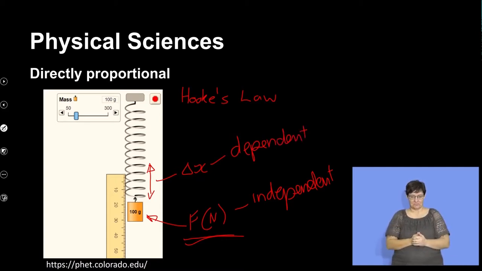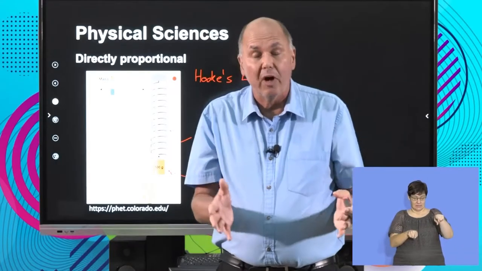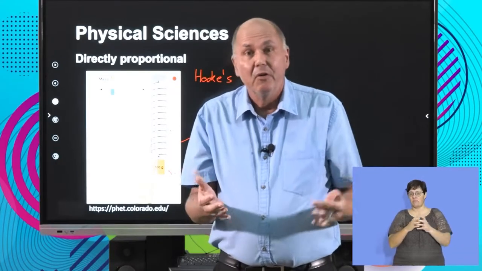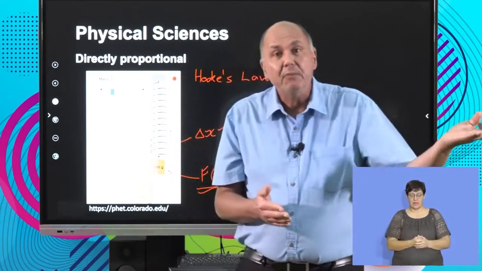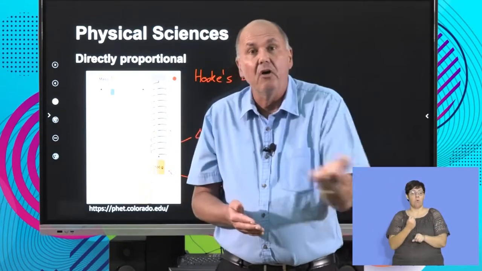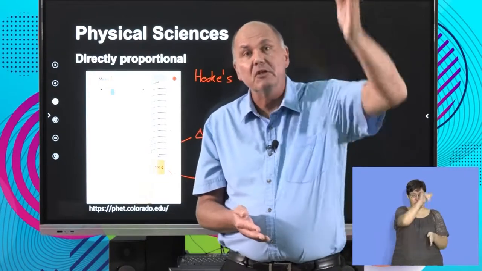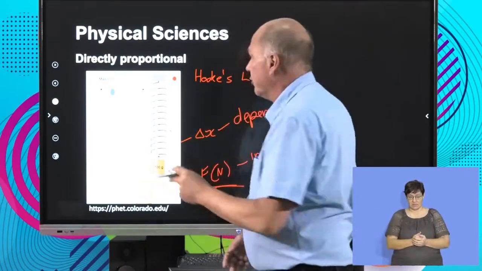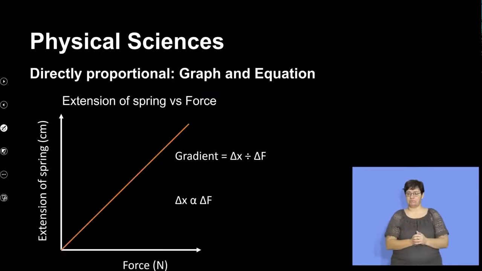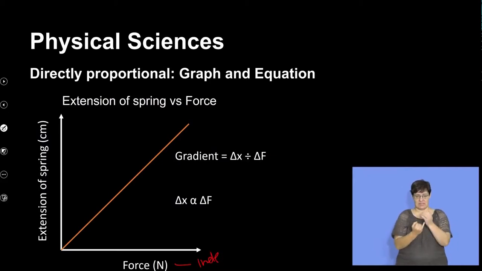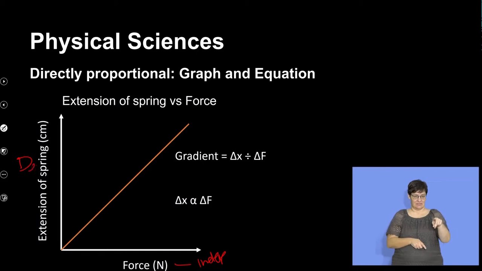Now, if we've got an independent and a dependent variable, and we're going to draw a graph of that, where do they go? Well, you need to remember this. The independent variable always goes onto the horizontal axis. The dependent variable always goes onto the vertical axis. So when we draw the graph, we're going to draw it like this, where we say the force, that's the independent, and this one is the dependent. And we're going to construct the graph.